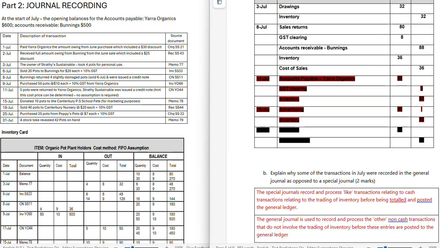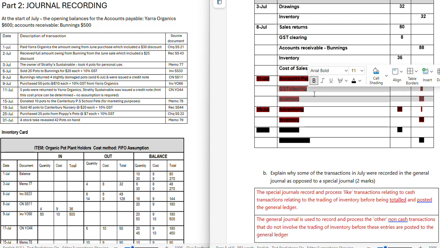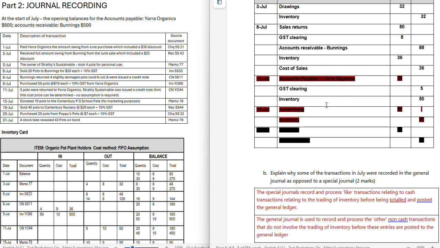Now, again, this is an out in terms of the inventory card. So therefore, that's a credit to inventory. There's also a GST effect because when we buy items, it is a debit to GST, it's an offset. So that no longer applies. So we've got to reverse that. So let's have a look what that looks like.